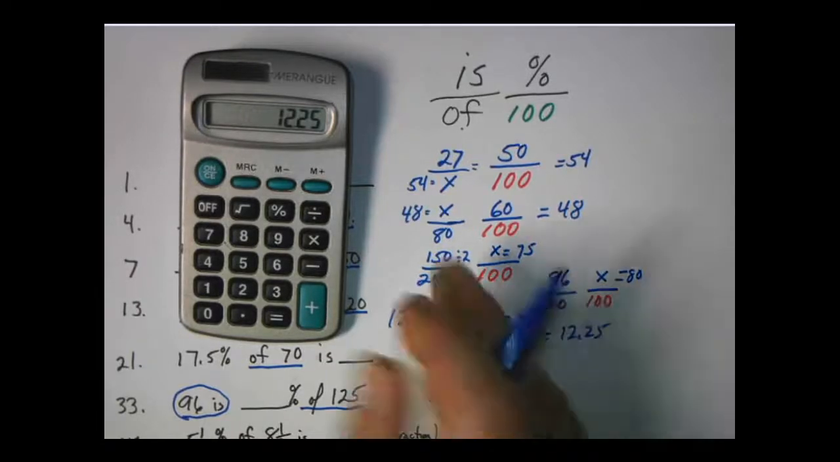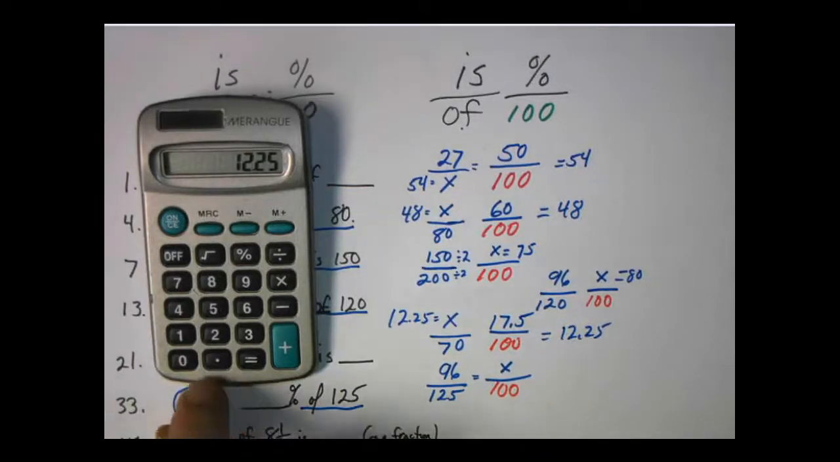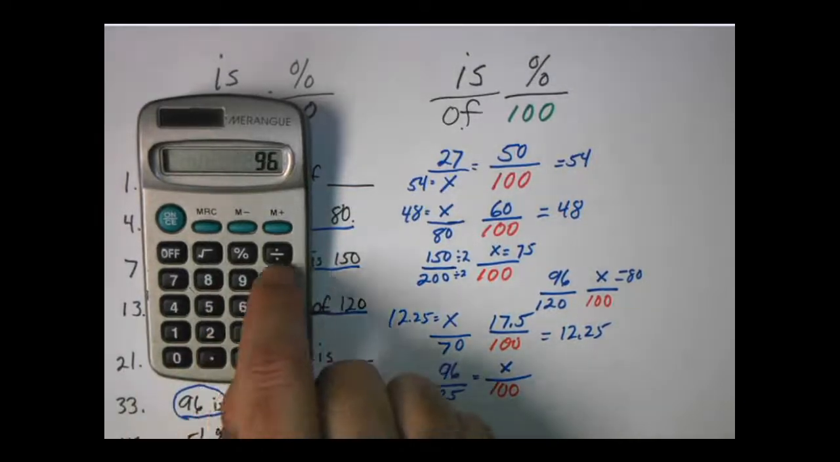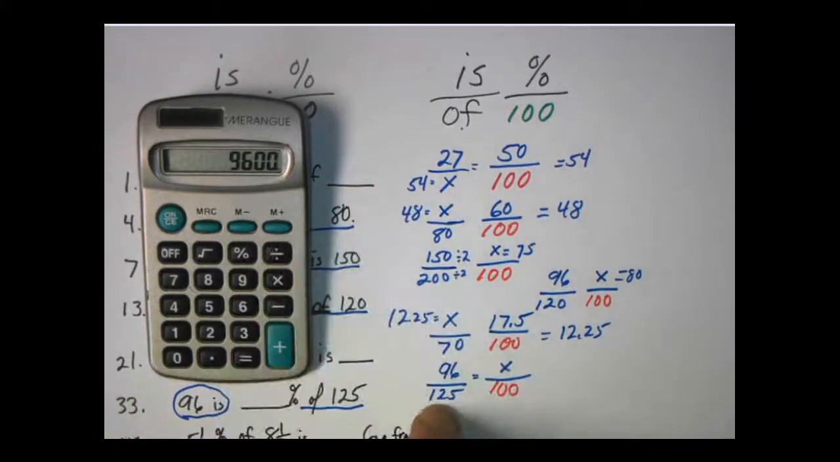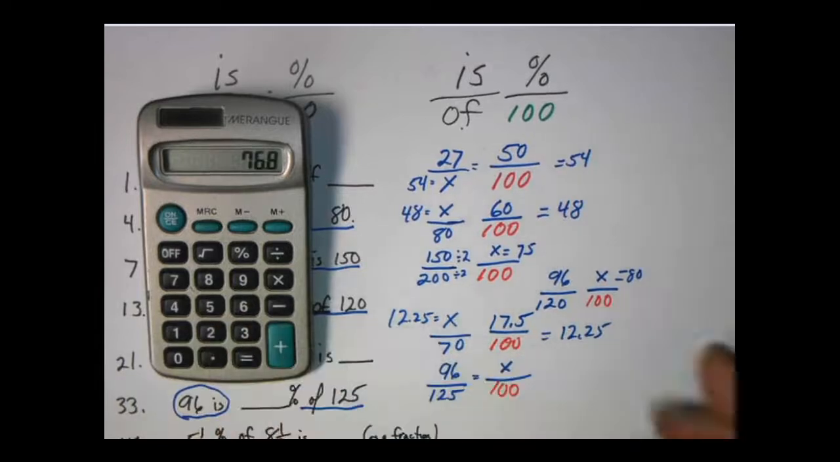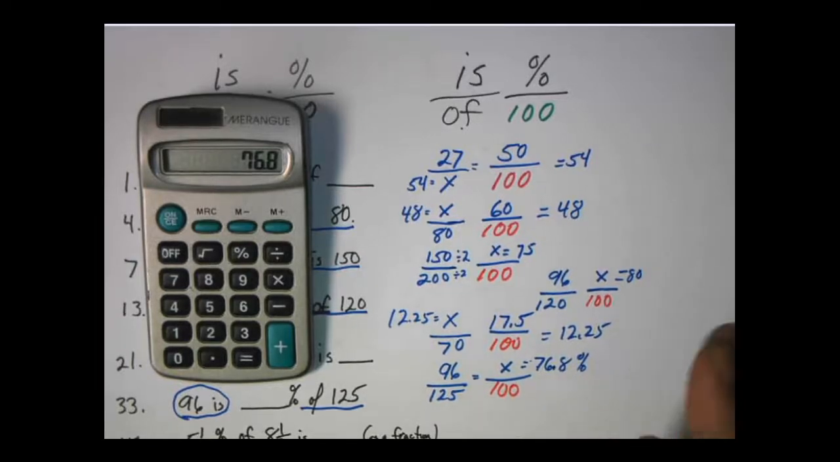Okay, we have it set up. It goes in our formula really sweet. So now we're just going 96 times 100 equals, divide by 125, 76.8. And that's going to be the percent. It's okay to have a decimal percent, so we're fine with that. Don't worry about it that it's over the 100.